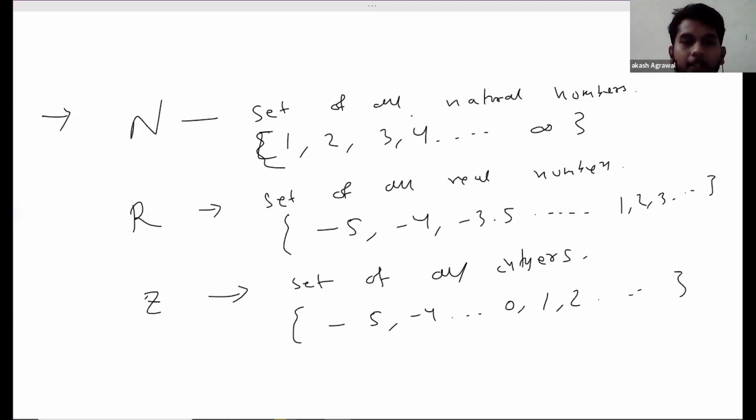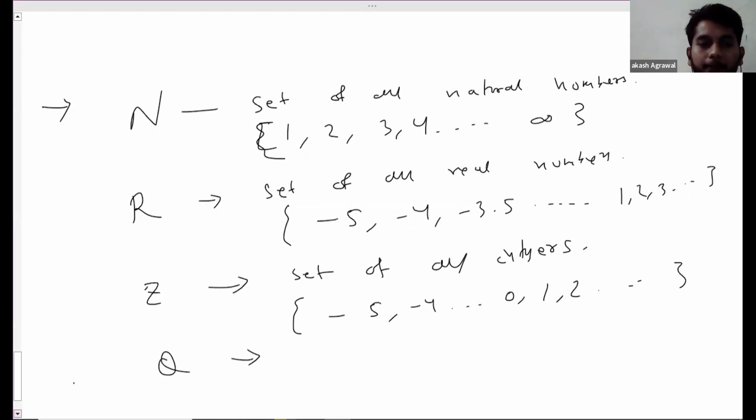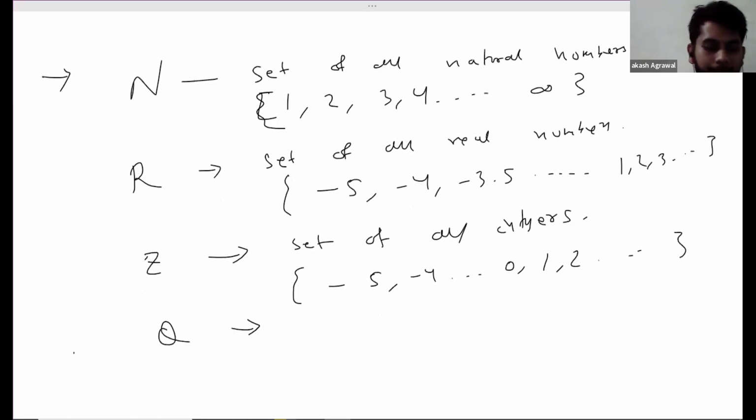Okay, so please write it down. Q, Q क्या होता है? What is Q? Rational numbers, very good. Okay, please write it down. You should memorize this.